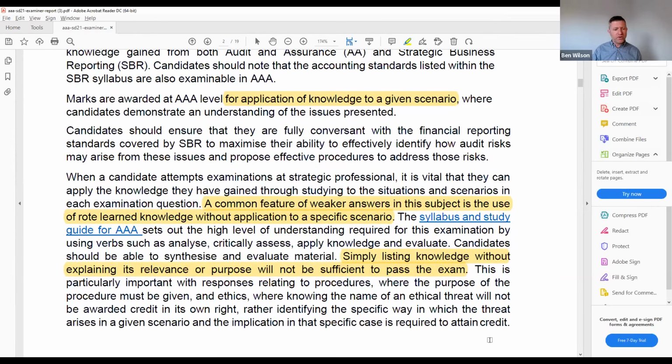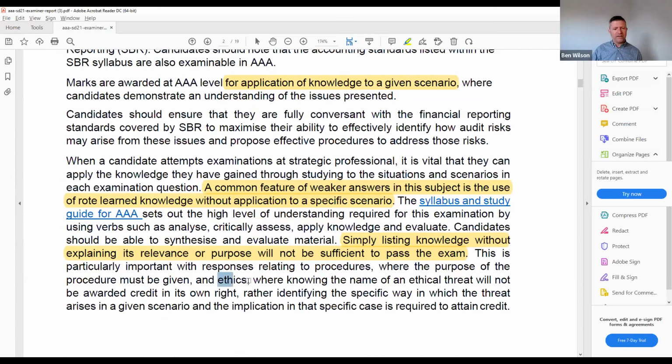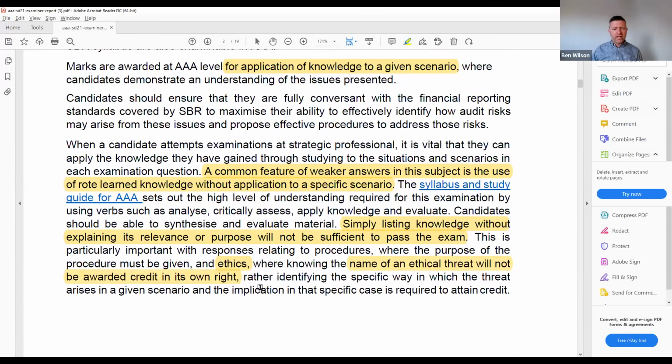And there's a really useful point given here around ethics. This is something that students often do. So correctly identifying the threat does not score marks. Even if it is a familiarity threat, and you say it's a familiarity threat, you don't get any marks. You only get marks if you explain why there is a familiarity threat in this particular scenario. So implication in that specific case is required for you to score credit. Pre-learned doesn't work. You must respond to the specific details in the scenario.